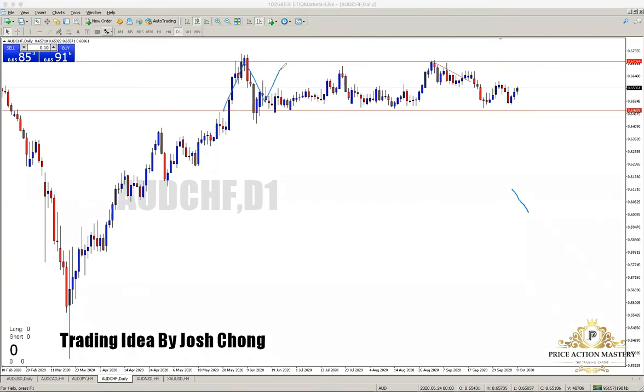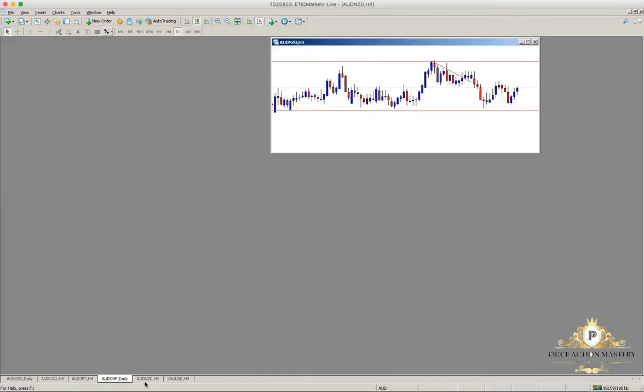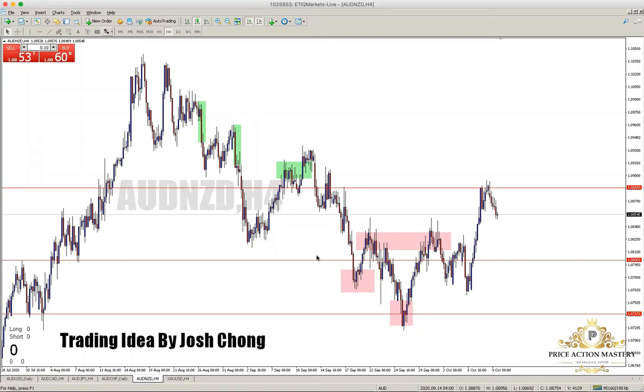The market is just moving in a range. Basically, we are going to see the market advance until here. Then another pair is Aussie New Zealand.